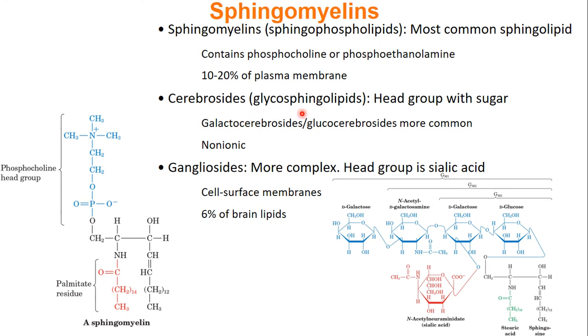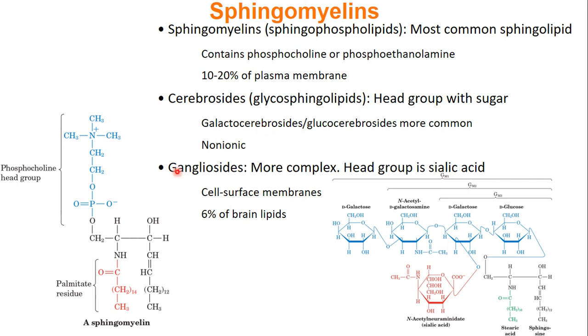Now another type of sphingolipid is cerebrosides, which are glycosphingolipids. This is your head group with a sugar now. The types of cerebrosides you can have are galacto or gluco. Those are going to be your most common, with lactoside and a glucose as your head groups. And these are non-ionic, so they're not charged.